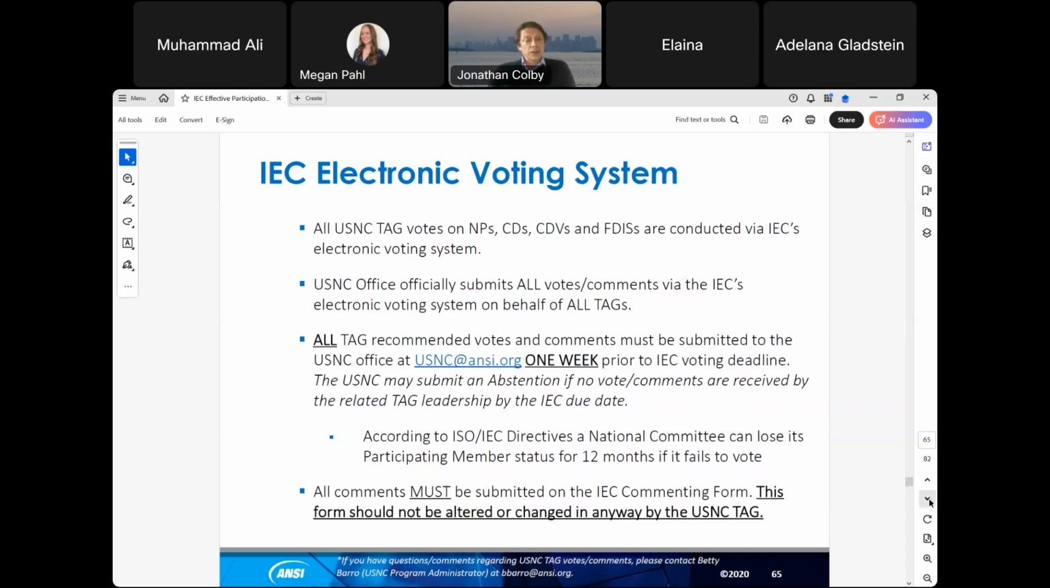And there is a note here that a National Committee can lose its P member or participating member status for 12 months if it fails to vote on a regular basis. And so we really do encourage all of our P member tags to take your voting responsibilities seriously, as well as your attendance at plenary meetings. Both of those criteria, attendance at meetings and voting on documents, are requirements of P members and are sufficient grounds to lose your voting status if you are delinquent in those 2 areas.